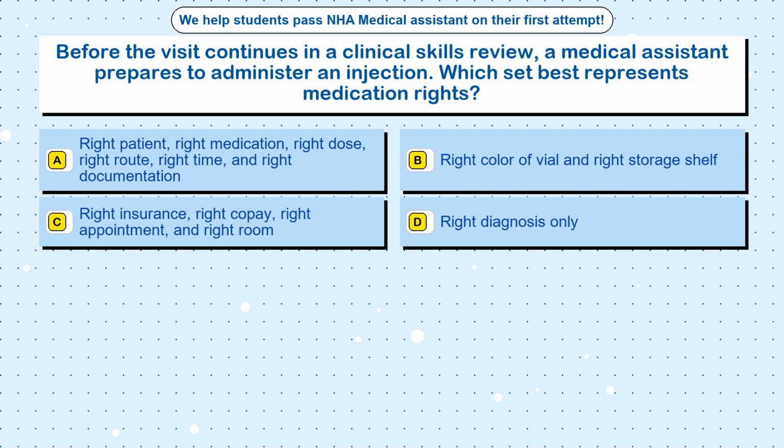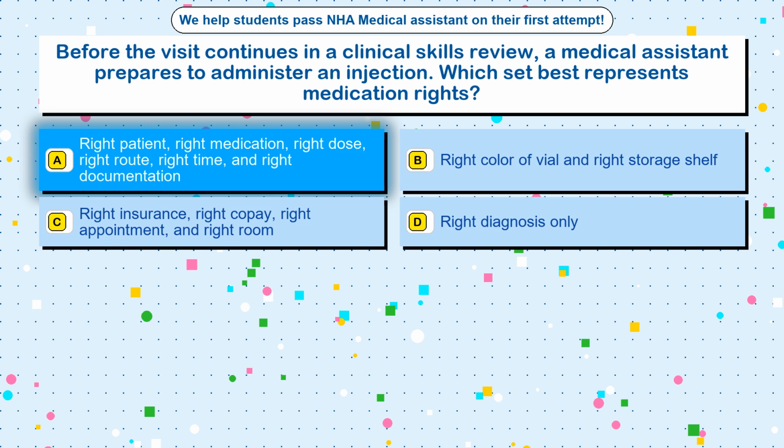Question 16. Which pulse site is located on the top of the foot during a focused exam prep case? Option A, dorsalis pedis. Option B, brachial. Option C, apical. Option D, temporal. The correct answer is option A.